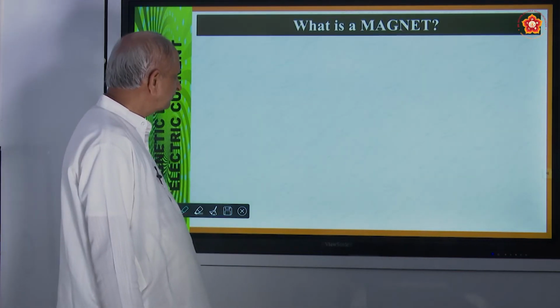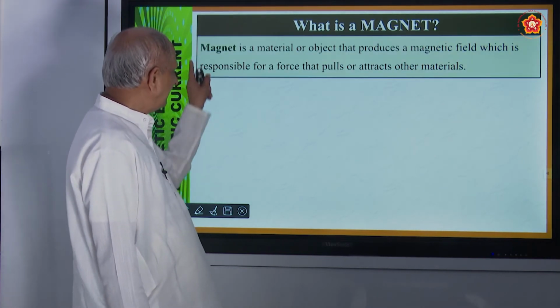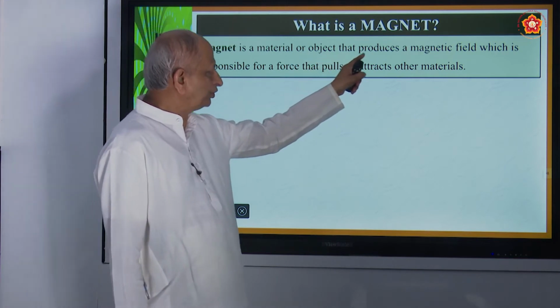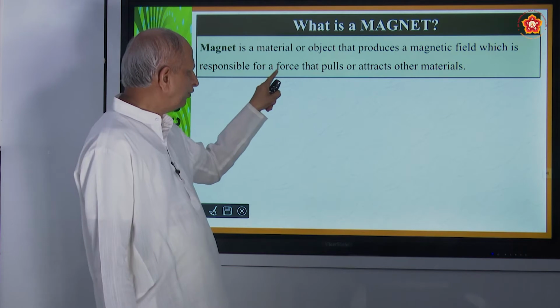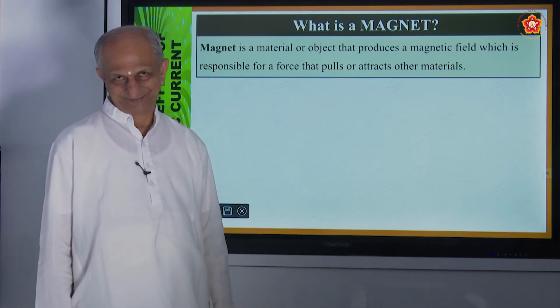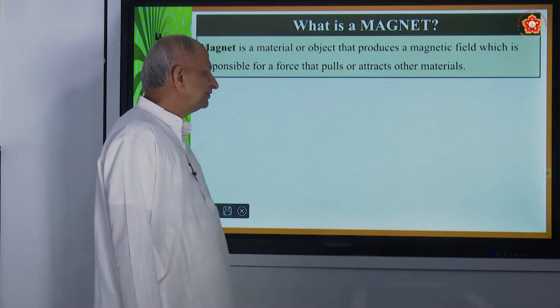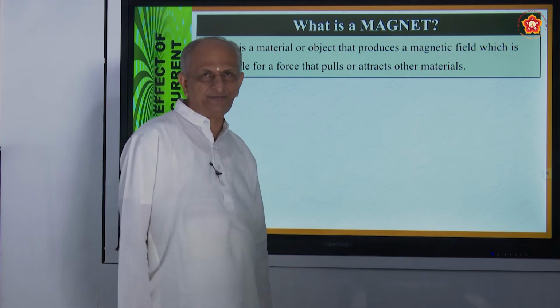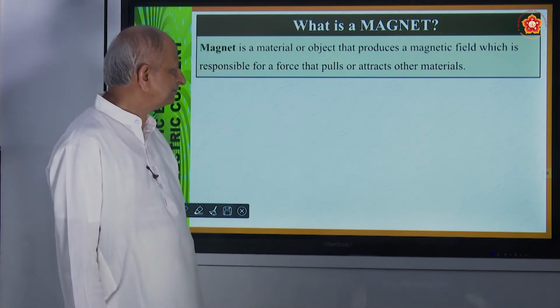etc. Now we must know what is meant by a magnet. A magnet is a material or object that produces a magnetic field, which is responsible for a force that pulls or attracts other materials. So, it is a material that attracts substances like nickel, cobalt, etc.